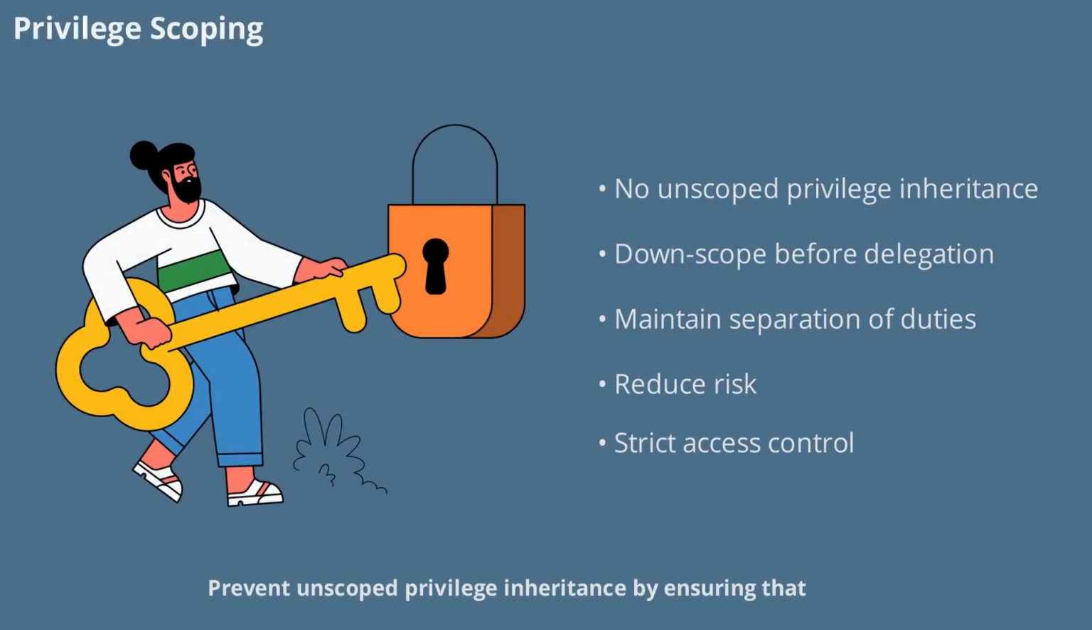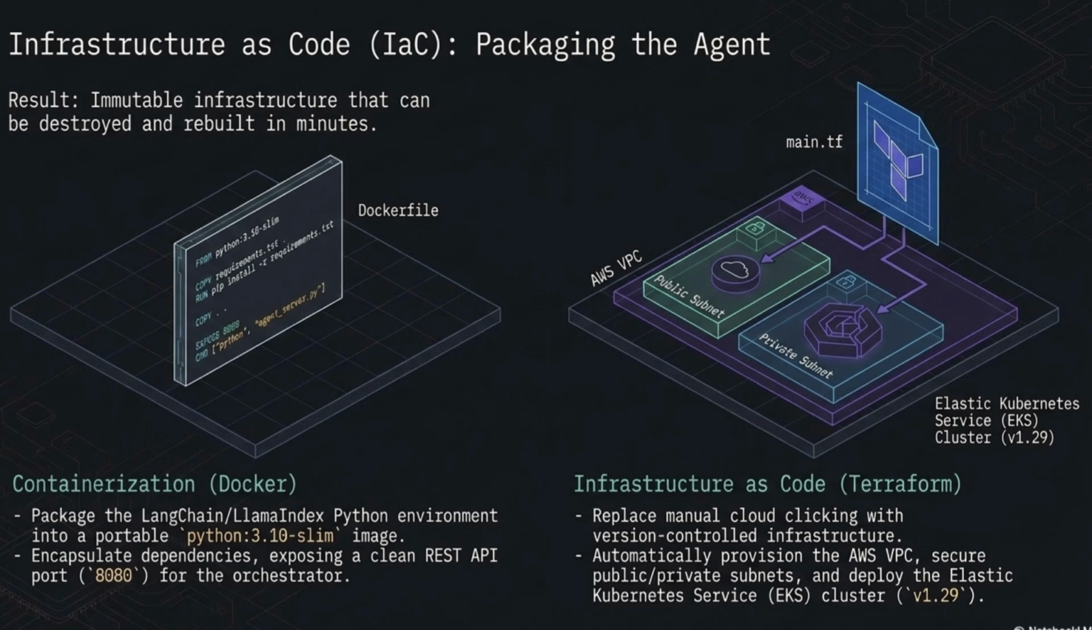Prevent unscoped privilege inheritance by ensuring that high-privilege agents downscope their context before delegating tasks. This prevents lower-privilege agents from gaining unintended access, maintaining strict separation of duties and reducing risk.